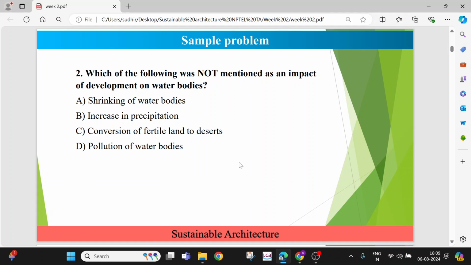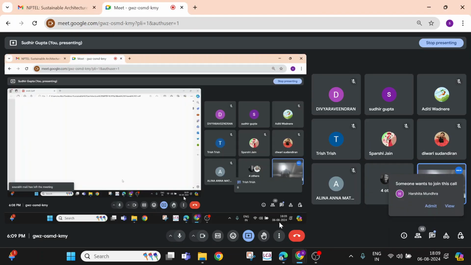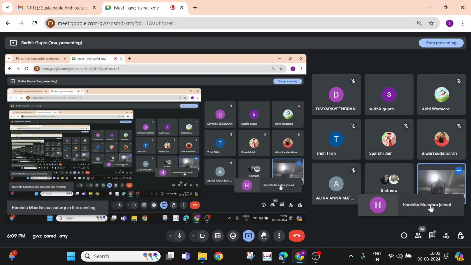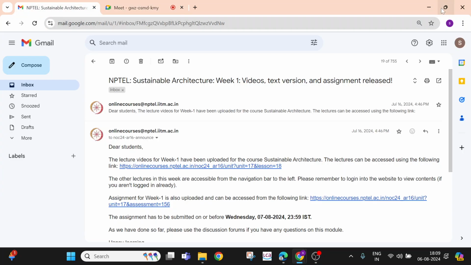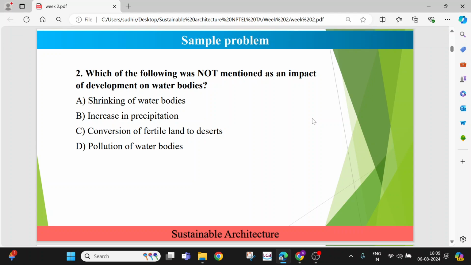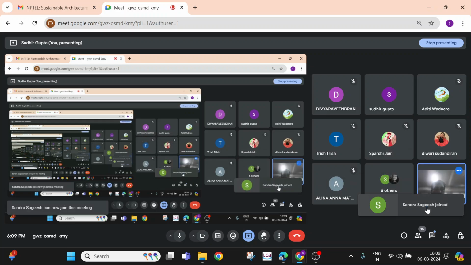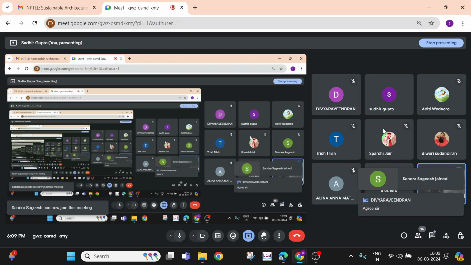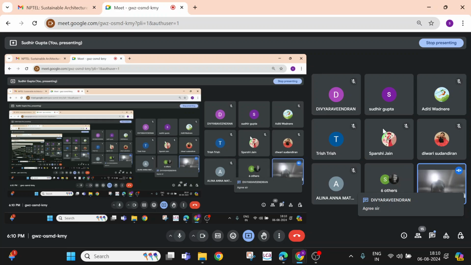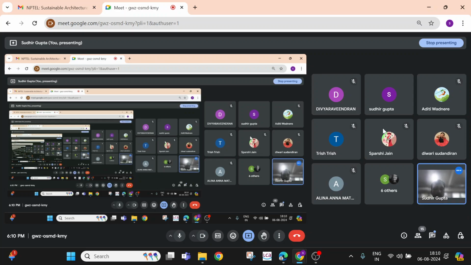So the second question is clear to all of you. Elena, Aditi, Trisha have given the answer B. Someone is joining. Okay. So what about others? Anybody wants to give another answer, or are all of them agreeing with option B? Okay. Divya is agreeing. So 15 people have joined.